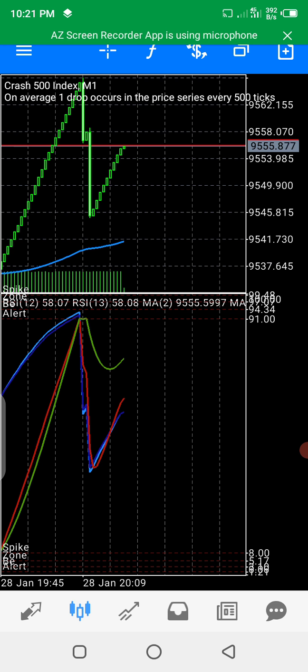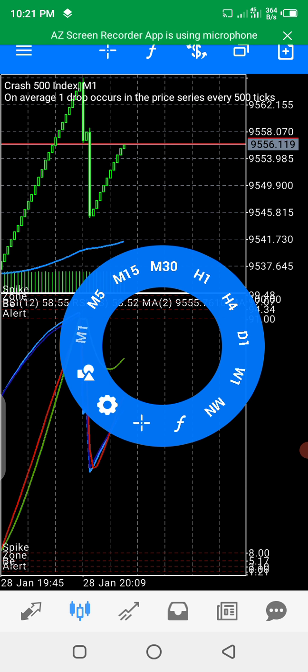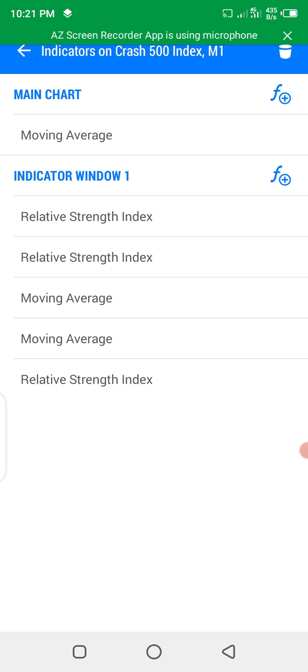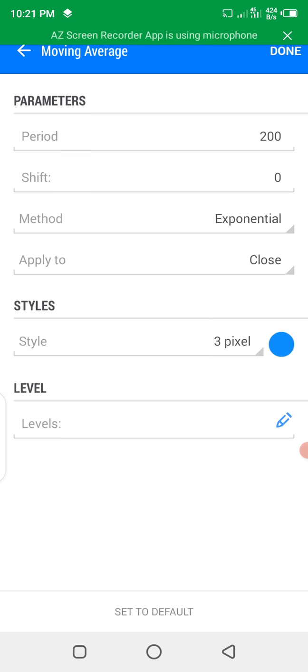Instead of wasting much of your time, let us go into the business for today. First and foremost, we'll start by the settings. These are the settings which we'll be using for this strategy. In the main chart, we have the moving average. You can take a screenshot.